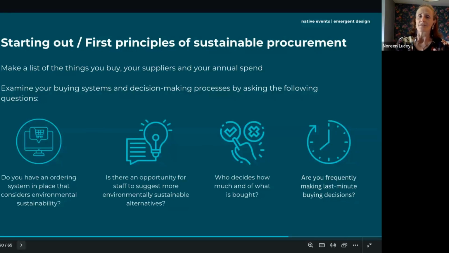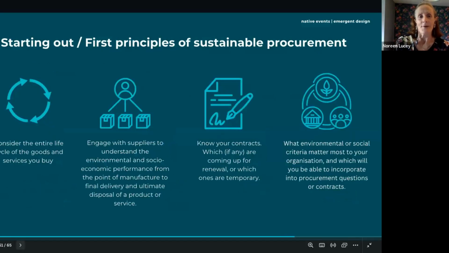And consider ourselves, are we planning our purchasing? As Megan said, is it the last minute decisions? Sometimes that's very necessary. It's the nature of the work that we do, but can we try to eliminate that as much as possible? I suppose it's always good to consider the entire life cycle of the goods and services we buy. Some of that is outside of our control in terms of purchasing, but I think it makes us think differently in how we use and reuse materials.